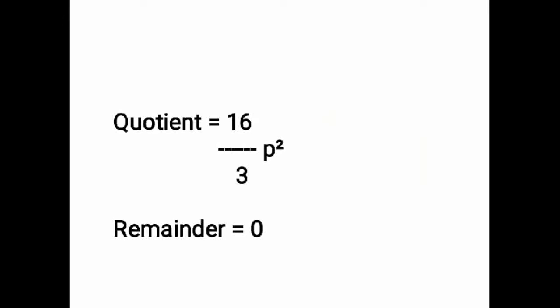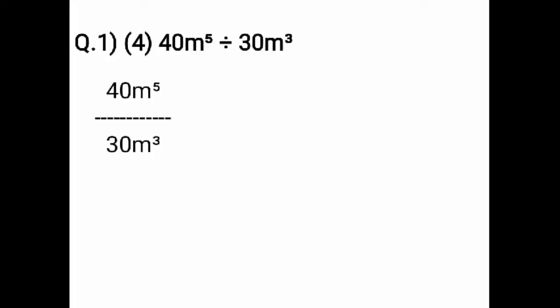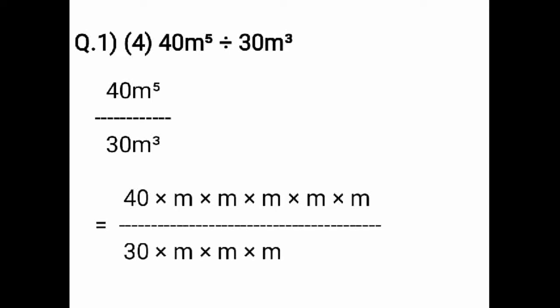Okay, got it. Next, 40m raised to 5 divided by 30m cube. 40m raised to 5 upon 30m cube is equal to 40 into m into m into m into m into m upon 30 into m into m into m. Index how much is given, that much times you have to write in multiplication form. Here index is given m raised to 5. So 5 times of m you have to write in multiplication form.